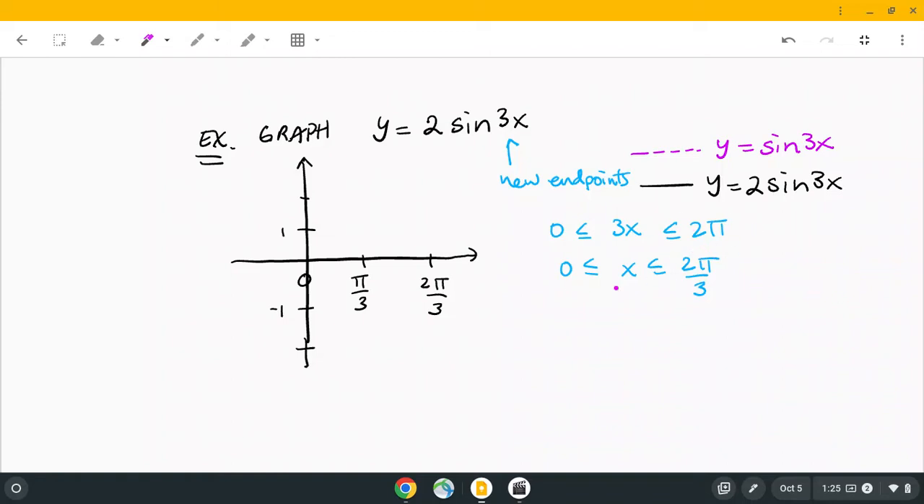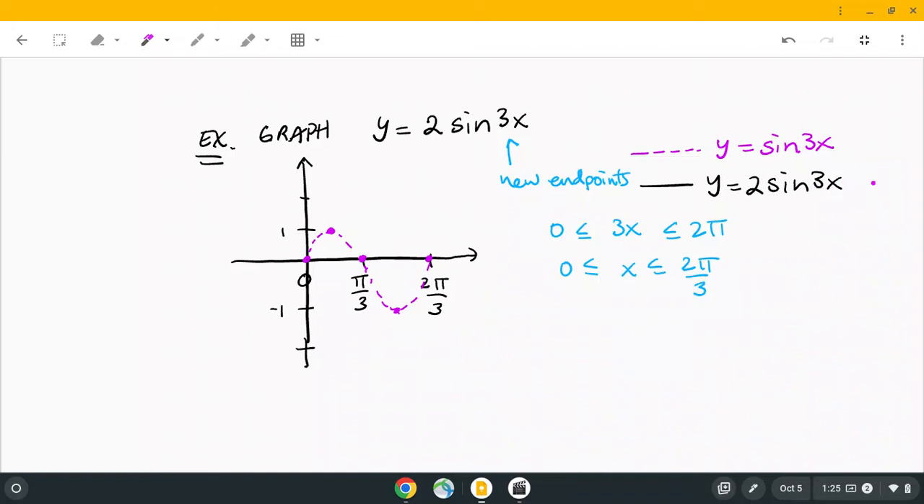So we're going to get one sine graph from 0 to 2 pi over 3 instead of from 0 to 2 pi. We know we get 0 here, here, and here. Halfway in between we get 1, and halfway in between we get -1. So this here is the graph y equals sine 3x.